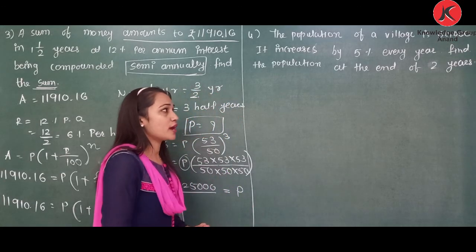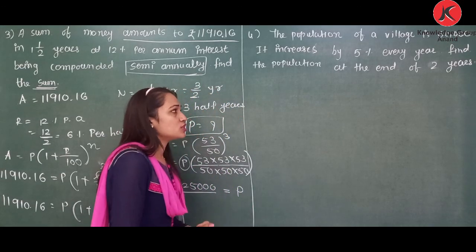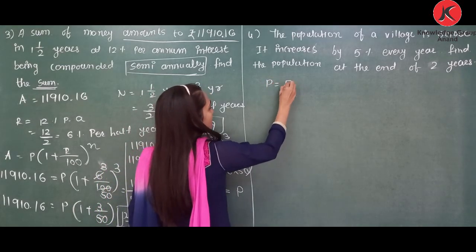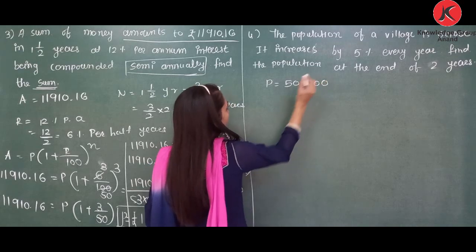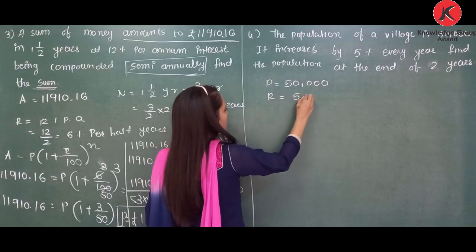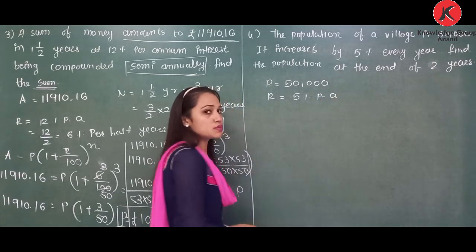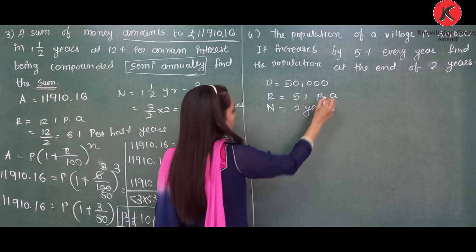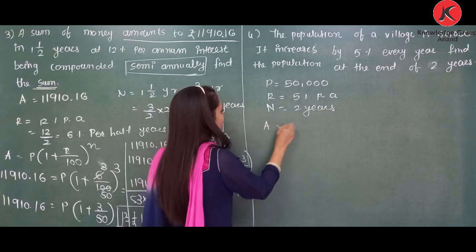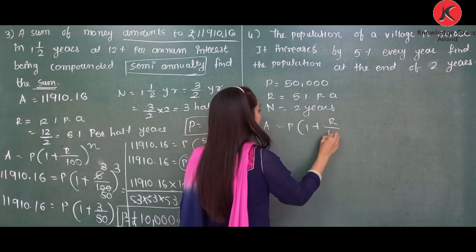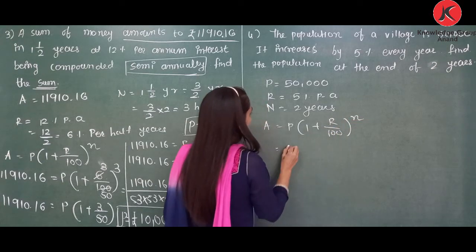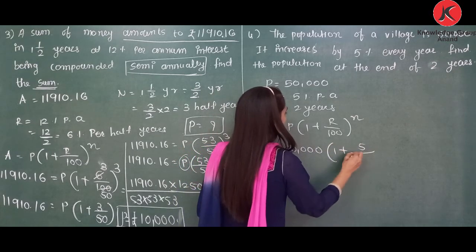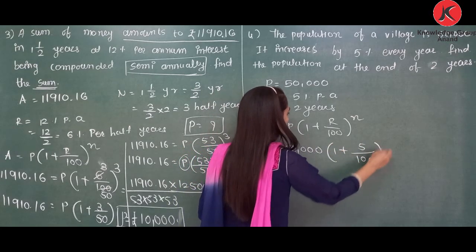So next, the population of a village is 50,000. It is increased by 5% every year. Find the population at the end of 2 years. Population is given, so we can consider it as 50,000. Rate of increase is 5% per annum. Per year means per annum. And N is 2 years. We need to find it for 2 years. So amount is equal to P (1 + R/100) raised to N. 50,000, that is the original value, (1 + 5/100) raised to 2.